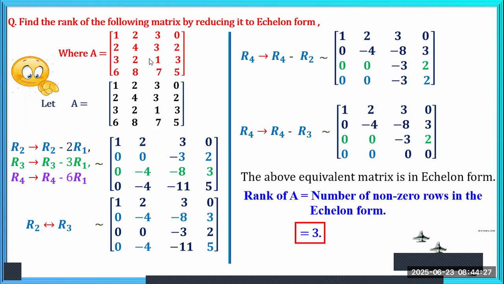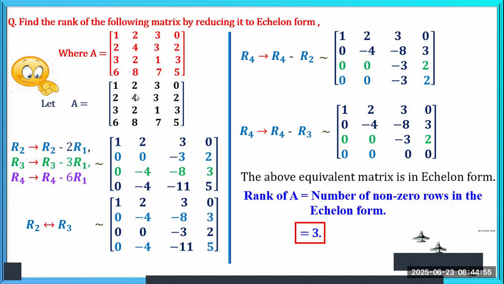We can see the example here. This is the matrix, a 4 by 4 matrix, which we have written as A. First you have to identify the pivot elements, and then this element becomes zero, this element becomes zero, this element becomes zero. Further, we use elementary transformations like R2 minus 2 R1, R3 minus 3 R1, R4 minus 6 R1. We get this resultant matrix.